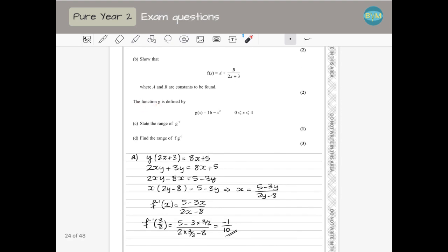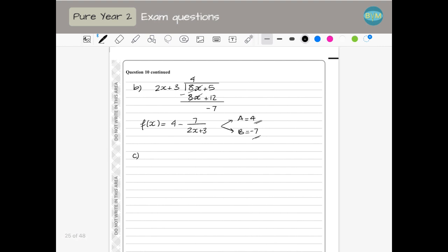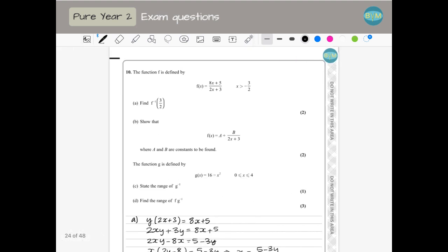Then function g is defined by this. So I have 16 minus x squared, this is another function. I have 16 minus x squared, which is a quadratic, and is defined between 0 and 4. That's the domain. And they ask the range of g minus 1.